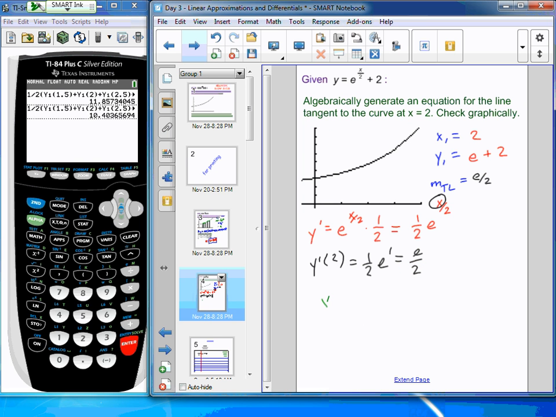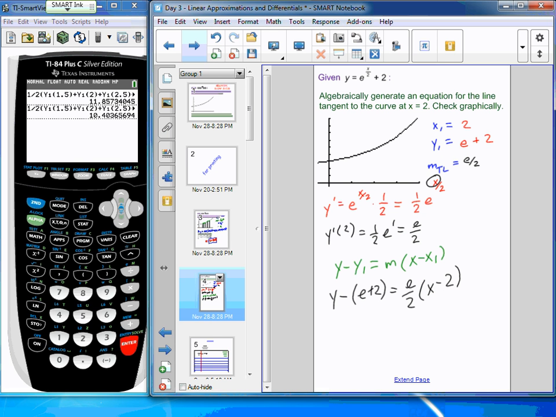Let's go right to our y minus y sub 1 equals m times the quantity x minus x sub 1. And we'll rewrite y minus e plus 2 equals m, that is e over 2, times quantity x minus 2. Goodness gracious. That's a veritable whirlwind of exponential e's floating around. Let's see if we can make that look a little bit better.